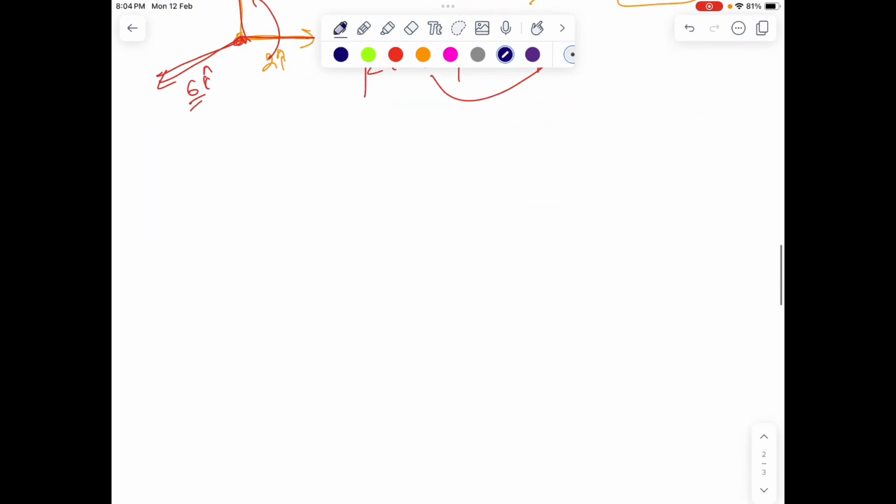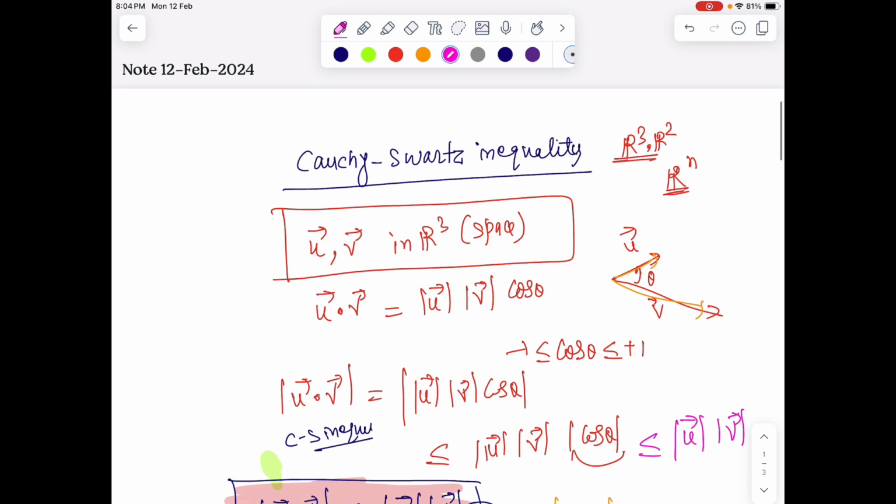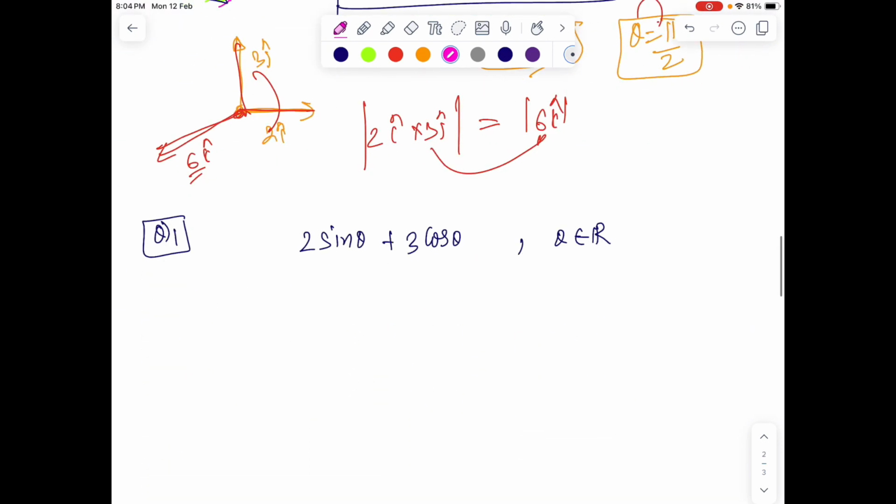Okay, so keeping these things in mind, we are ready to hit the bullseye. And here we go with the first problem. The first question is, find the range of 2 sine theta plus 3 cos theta. Of course, theta belongs to real.